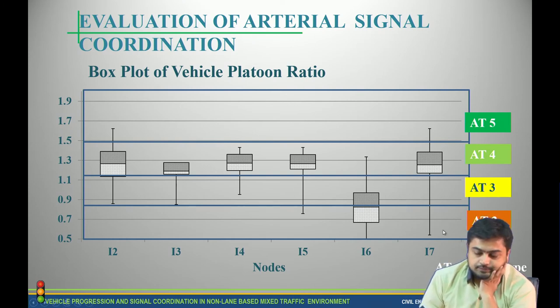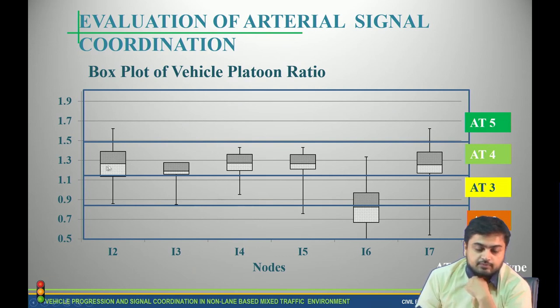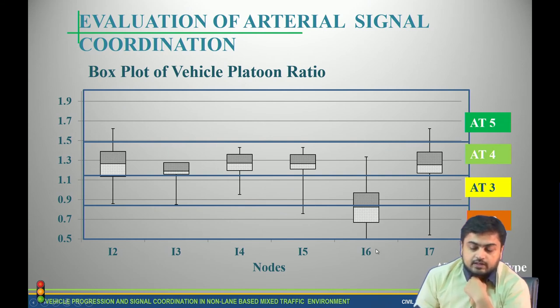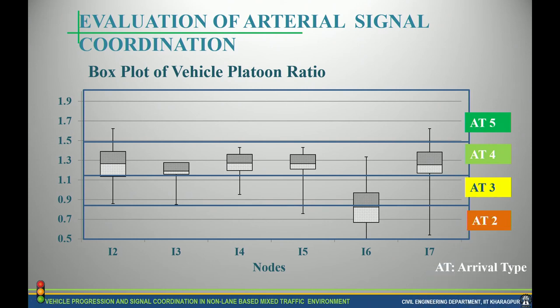When configured as arrival type, here we found arrival type 4, and again like other nodes, at node 6 we found the arrival type is a little bit inferior. So, when arrival type 4 is found then it is a favorable condition to coordinate the signal, and usually arrival type 5 is a very much favorable condition for coordinating the signal, as it is termed.